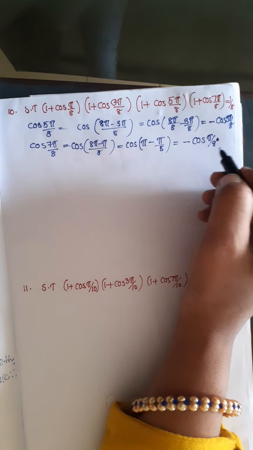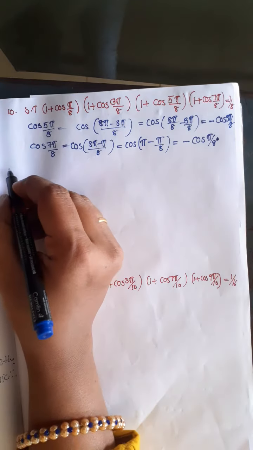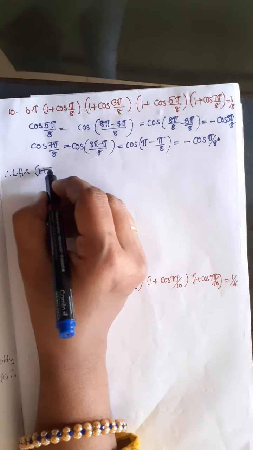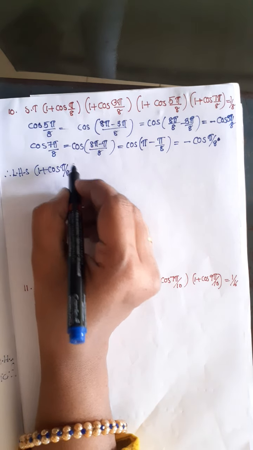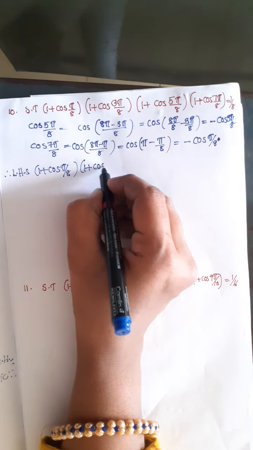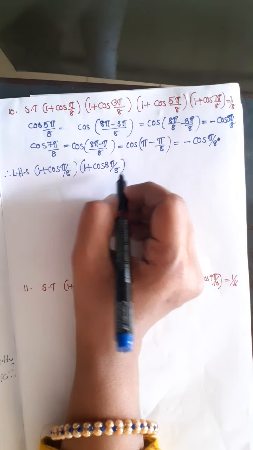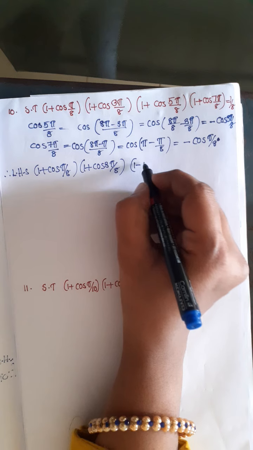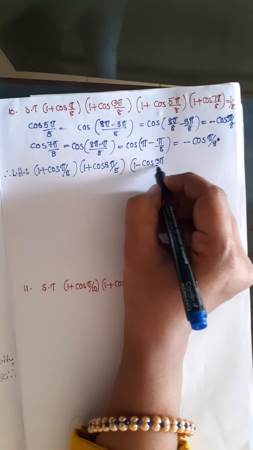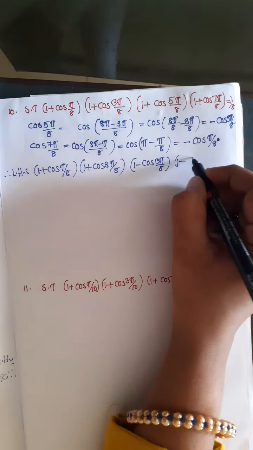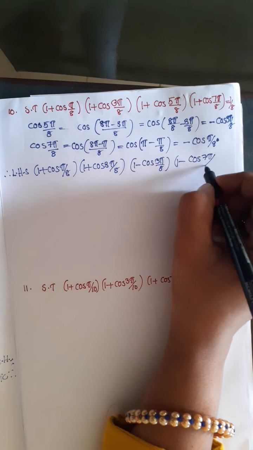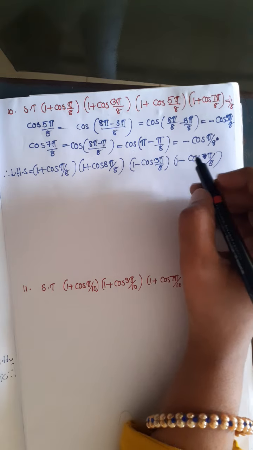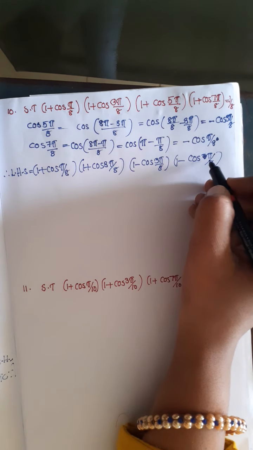So cos pi by 8. Therefore, LHS I am writing now: 1 plus cos pi by 8 remains as it is, and we are not making changes here for 3 pi by 8 also. But let us replace these values: cos pi by 8 is minus cos 3 pi by 8. So 3 pi by 8 into 1 minus cos 7 pi by 8. Now this is cos pi by 8. Cos 7 pi by 8 is equal to minus cos pi by 8.